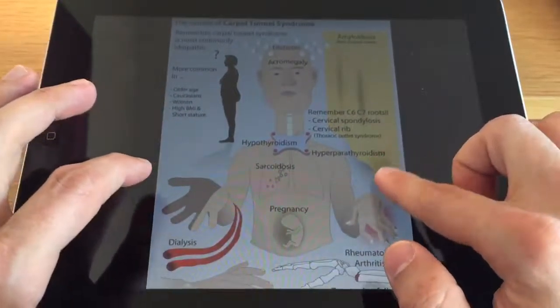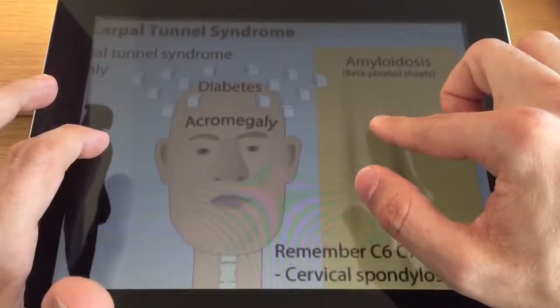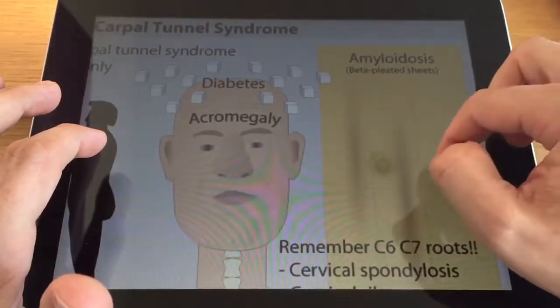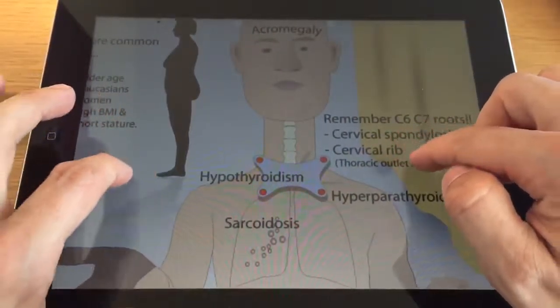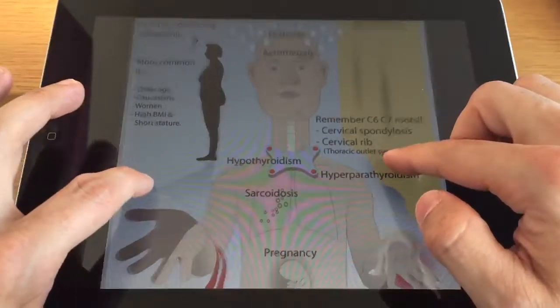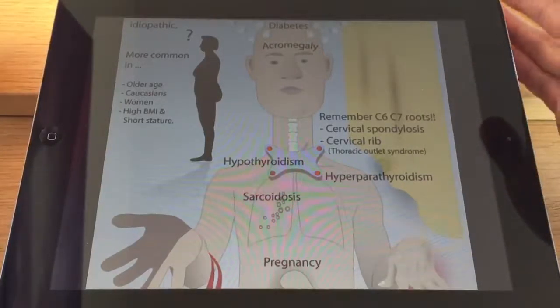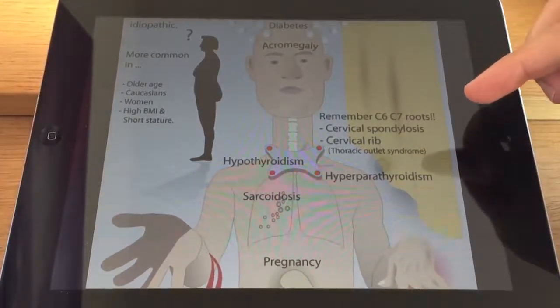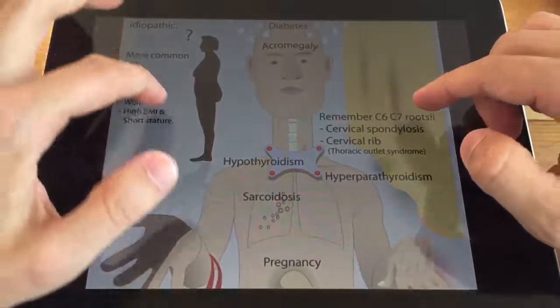And then this sheet in the background reminds us of amyloidosis, which is associated with beta-pleated sheets within the circulation. And then the neck here, just remember that symptoms that look like carpal tunnel syndrome can sometimes be originating from the neck, especially the C6 and the C7 nerve roots. And cervical spondylosis, for example, or a cervical rib can cause this.